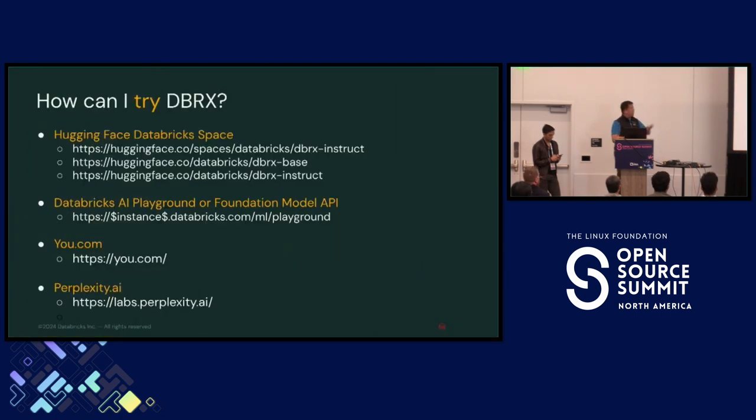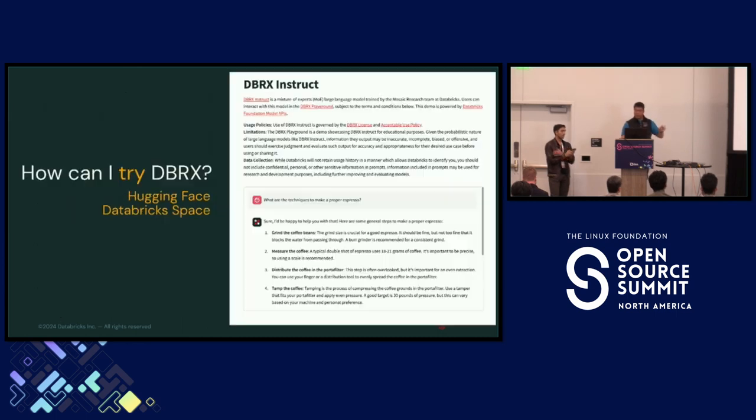Now, how do you try it? Like everything else, go to Hugging Face. There's Databricks DBRX Base and DBRX Instruct right there. If you want to use Databricks, all the more power to you. There's the AI Playground, or the Foundation Model API that you can go use right away. You.com and Perplexity AI, within I think a day of us releasing the model, already put our models up there, which is really sweet. Those are definitely things you can use.